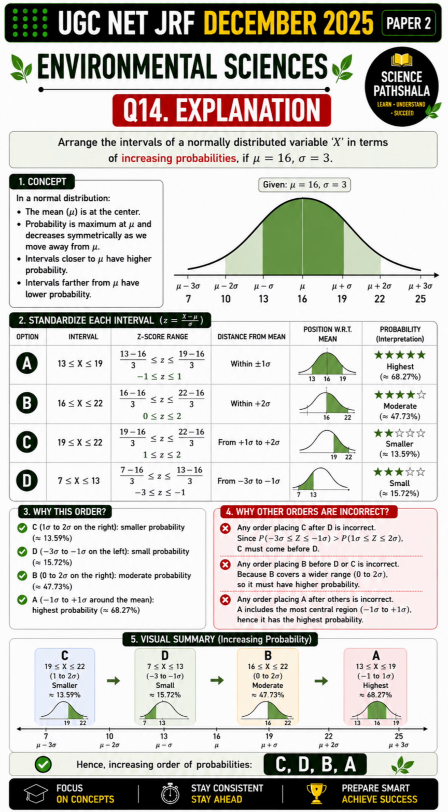In a normal distribution, the center region contains maximum area, so probabilities near the mean are always higher. As we move toward the left or right tails, the shaded area becomes smaller and probability here decreases. That's why option A has the highest probability because it is closest to the mean. Option C and D both lie in tail regions, but D covers a slightly wider shaded area than C. So visually the probability order becomes C, D, B, A.